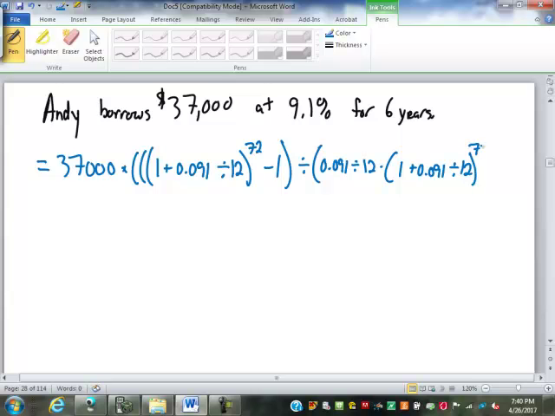Is that a division symbol after the 37,000? Yeah, that should be. Thank you. You're welcome. There you go.